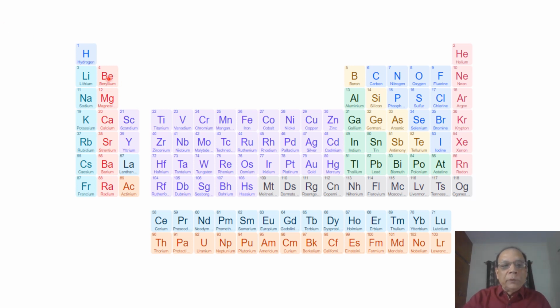Group two elements starting with beryllium, magnesium, calcium, strontium, barium, and radium. So these are alkali metals. These are alkaline earths. Here we have 30 elements which are known as transition metals. They are all metals. These are post-transition metals in green. These are non-metals: carbon, nitrogen, oxygen, fluorine, chlorine, sulfur, phosphorus, selenium, bromine, and iodine.